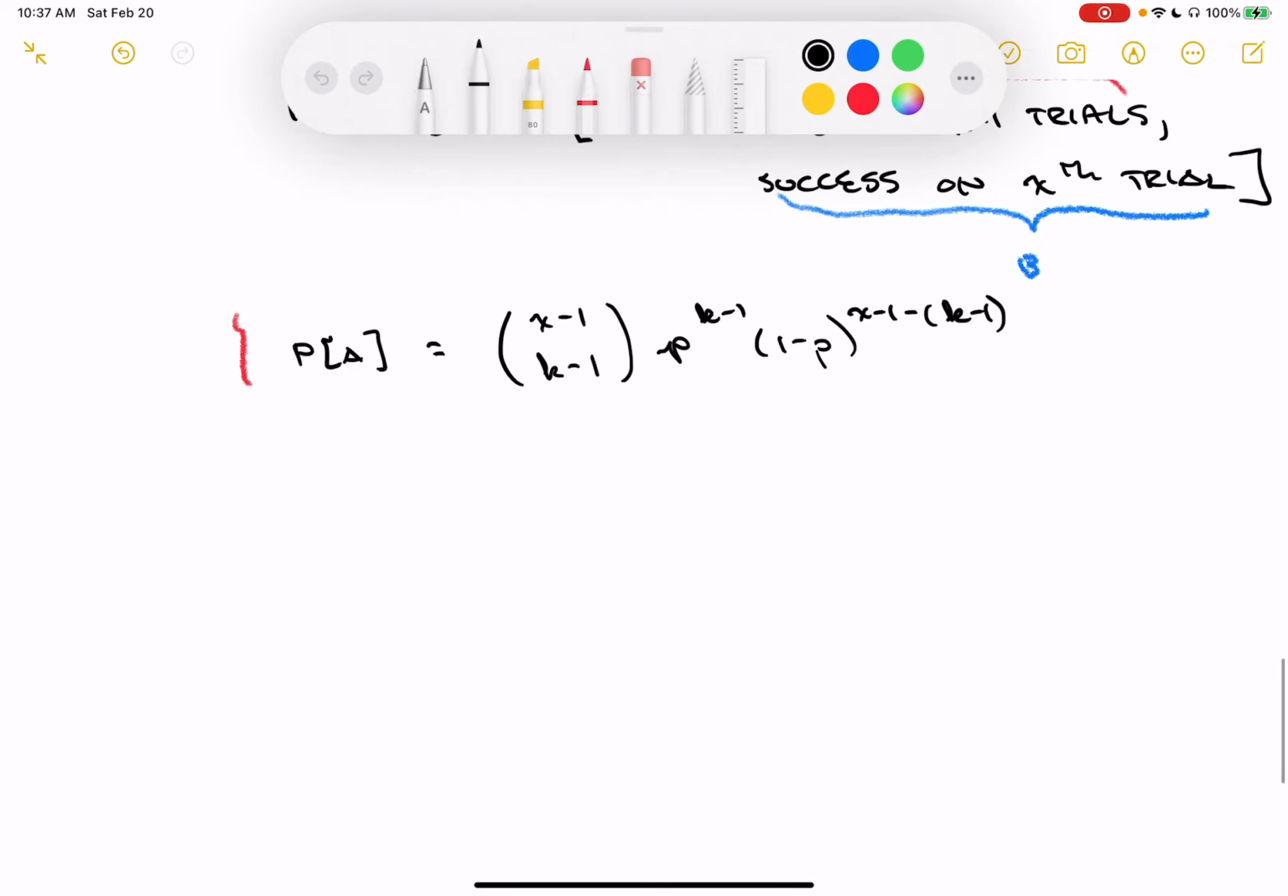What is the probability of B? B is easy, right? B is just saying that you had a success on that single trial. So the probability of success there is just p. That one's really easy. That blue line there is just going to be p.